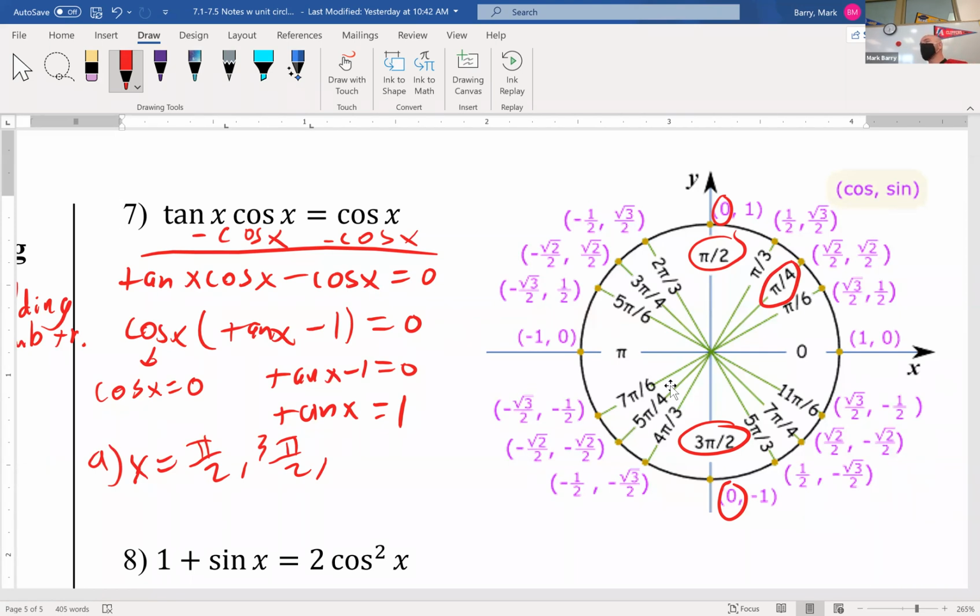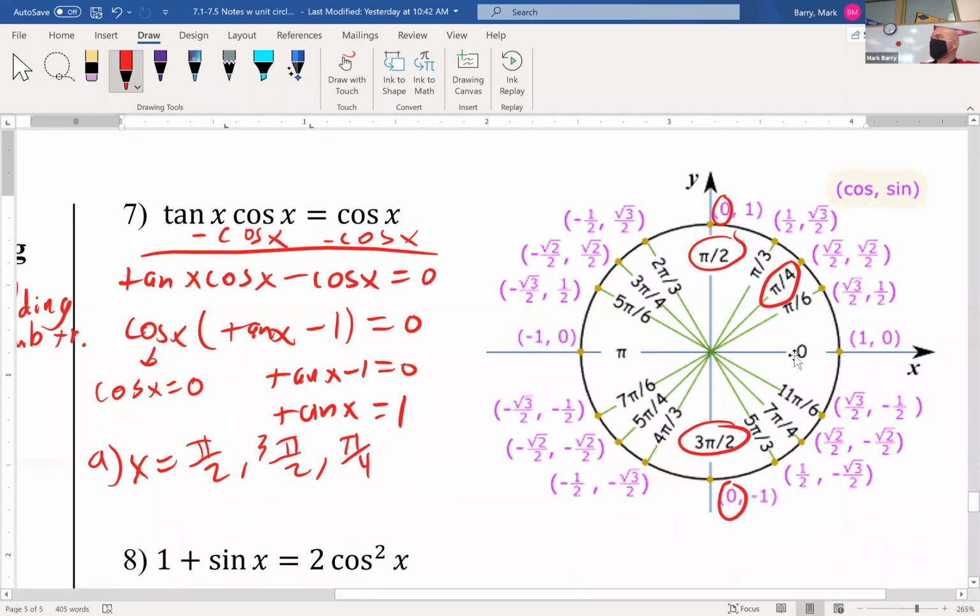Why is it pi over 4? Well, remember, tan is y over x, correct? So look at the coordinates of pi over 4. Rad 2 over 2 over rad 2 over 2. It's just the same thing divided by itself, right? A divided by A, that's 1, right? So pi over 4 will give us a tangent of 1.